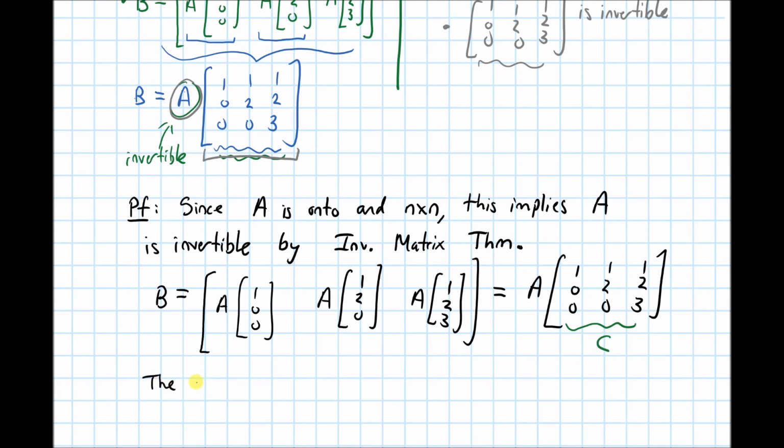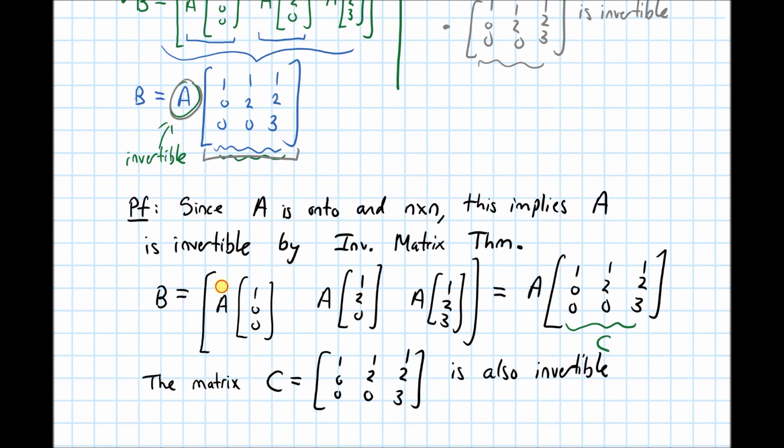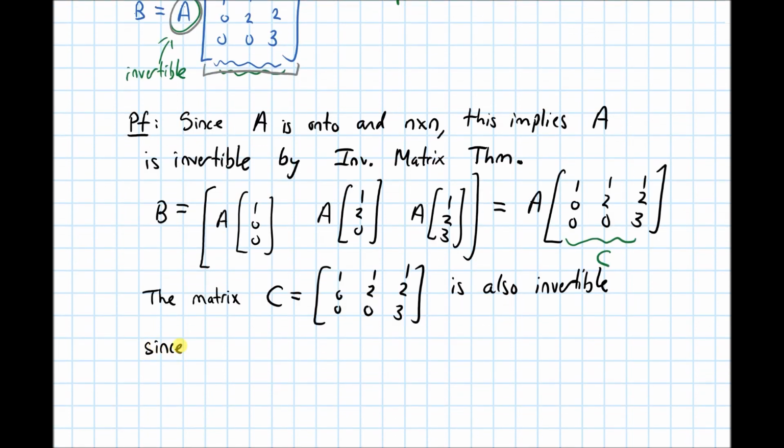We wanted to show the matrix C is invertible. So the matrix C, which is 1, 0, 0, 1, 2, 0, 1, 2, 3, is also invertible. Why is this invertible? Well, since we can clearly see what the pivots are, since it has pivots in each row and column. This is already in echelon form. The pivots are the 1, this 2, and this 3. So when my matrix has pivots in each row and column, that means that the matrix C is invertible.